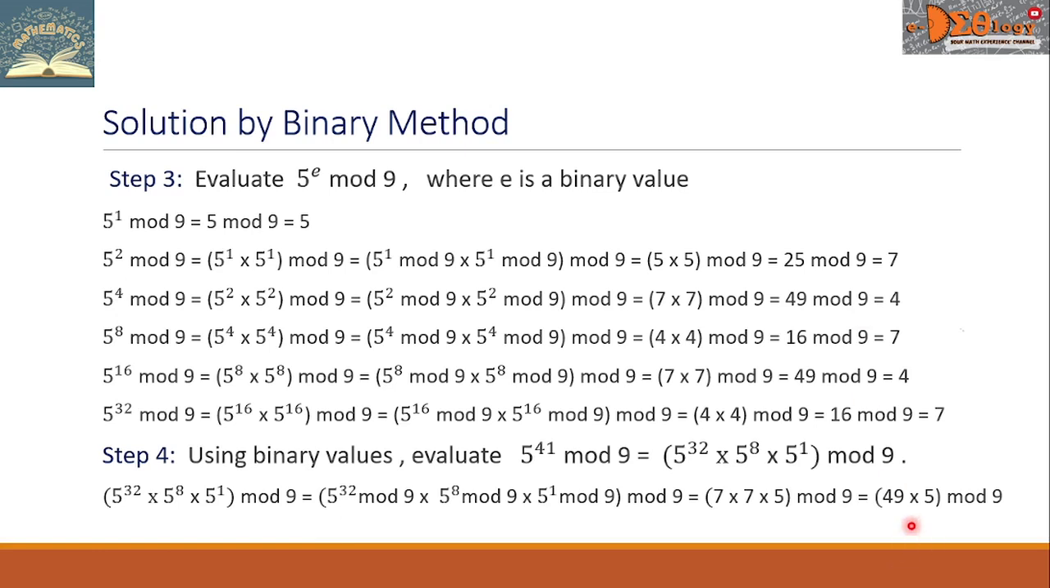Now let us continue with our steps. Let us now use our identity from here. So we say that this 49 mod 9 times 5 mod 9, then mod 9. The value of 49 mod 9 is here, that is 4. And the value 5 mod 9 is 5. Then we write mod 9. The product 4 times 5 is 20 mod 9, and we simplify this into 2. This is the final answer.